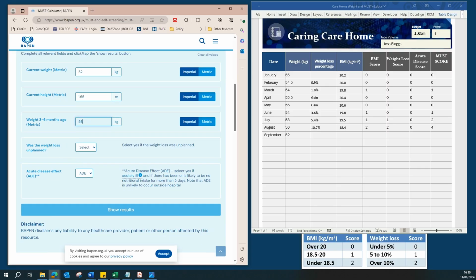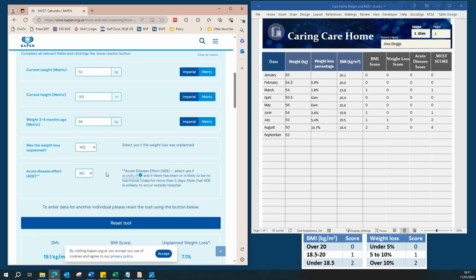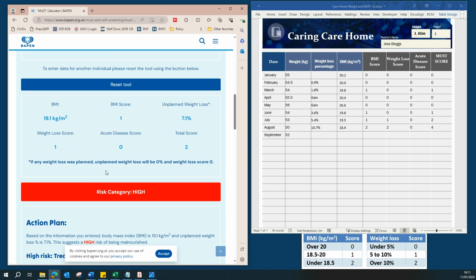Now it asks, was her weight loss planned? Well, if she didn't go on a diet, then answer yes. Acute disease effect is a picture of if someone's really unwell, but they can't eat anything, eating little to nothing for 5 days at least. Our resident has lost weight gradually due to a drop in their appetite related to illness, but they're still eating just less than normal. Acute disease effect is actually really rare in a care home, so you'll nearly always answer no for this one. And then we can click show results and we have our MUST score calculated for us.